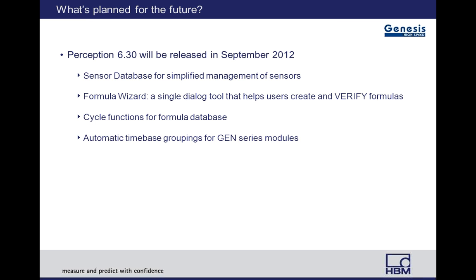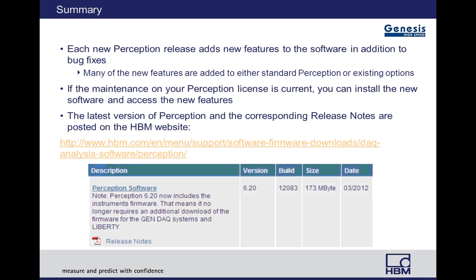We are also going to have a formula wizard. One very consistent request we've had for a long time with Perception is a way to do some error checking within the formula database. So the formula wizard is going to be a single dialog tool that makes it easier for users to create formulas and verify that the syntax is all correct before they look at the result. We'll also be adding a complete set of cycle functions to the formula database, and there will also be some automatic time-based groupings.